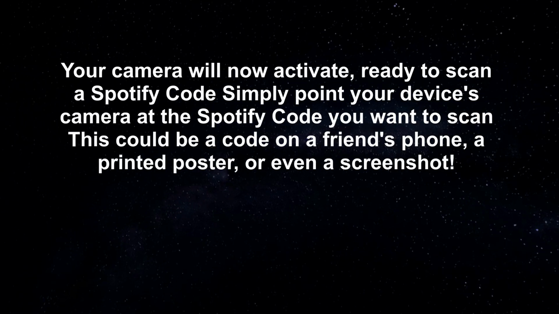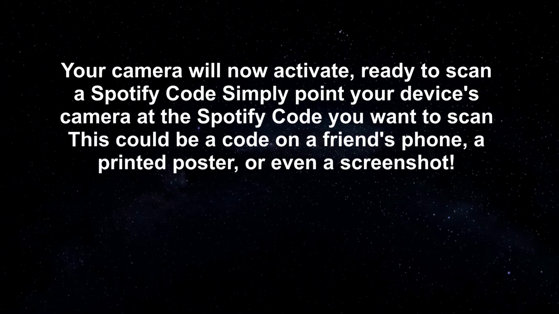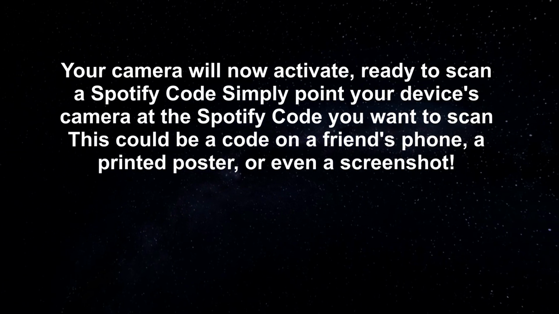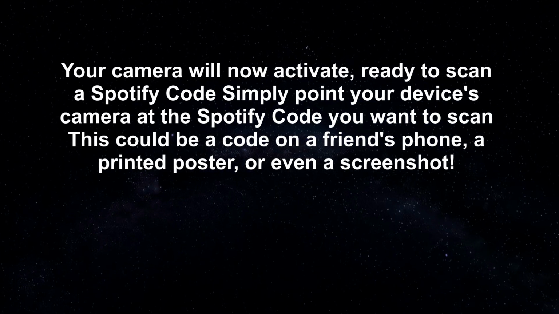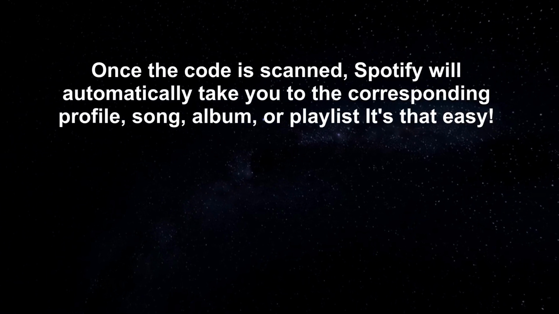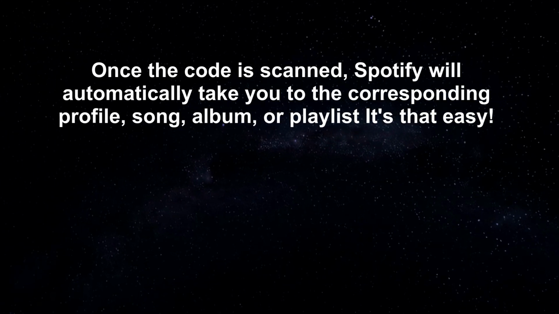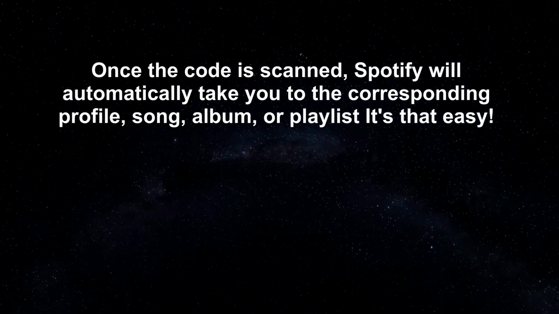Your camera will now activate. Ready to scan a Spotify code? Simply point your device's camera at the Spotify code you want to scan. This could be a code on a friend's phone, a printed poster, or even a screenshot. Once the code is scanned, Spotify will automatically take you to the corresponding profile, song, album, or playlist.